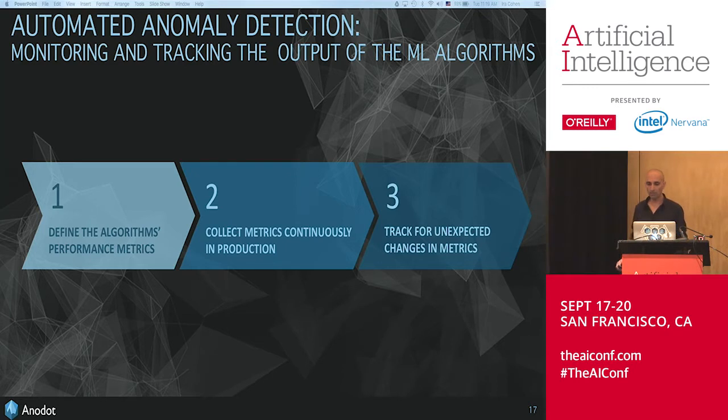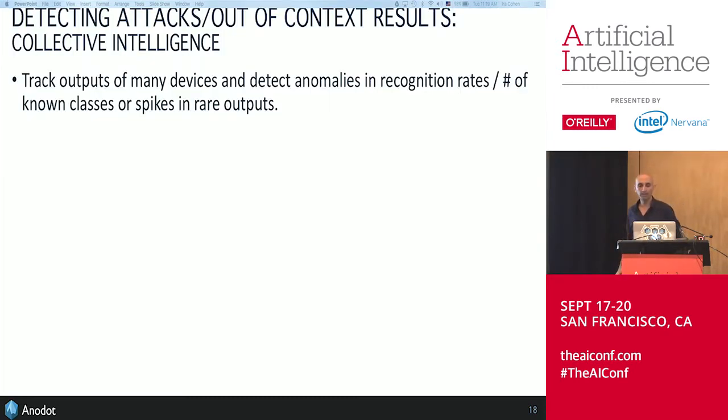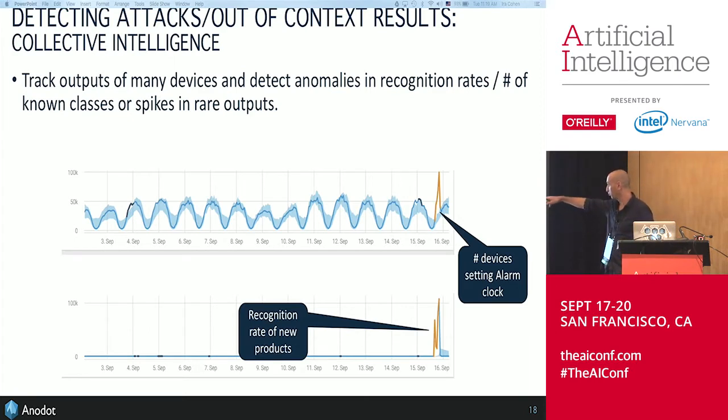It's not surprising. So, some examples. For example, if I have these attacks of out-of-context results, the Alexa example is a nice one. Amazon collects data from all the Echos out there into their platform all the time. If you actually track the output of those many devices and find anomalies in recognition rates, or the number of unknown classes, or spikes in rare outputs, you could detect that something is wrong and stop it before it creates real damage. The Alexa example would probably have looked like this. If you collect how many devices at any point in time set alarm clocks, you would probably have seen a huge spike in the number of devices setting alarm clocks at the same time. That's one indication something's wrong.